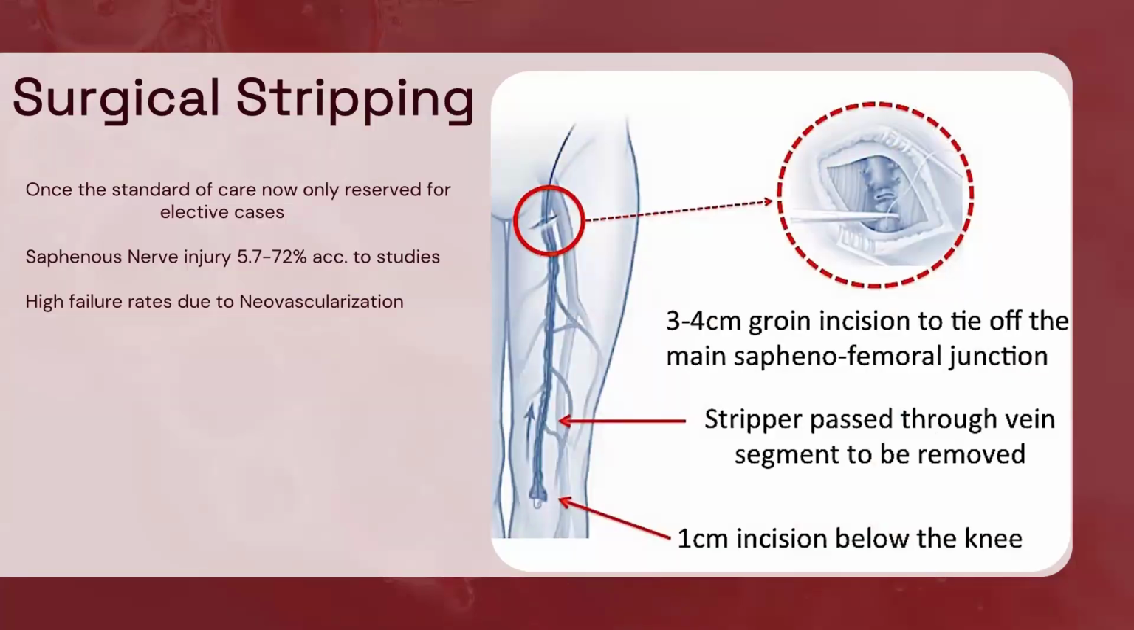Then finally to surgical stripping, which was once the standard of care. Now it is only reserved for elective cases because of the prevalence of saphenous nerve injury, according to the studies.